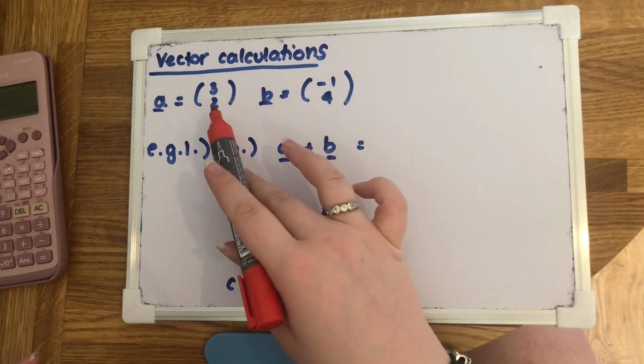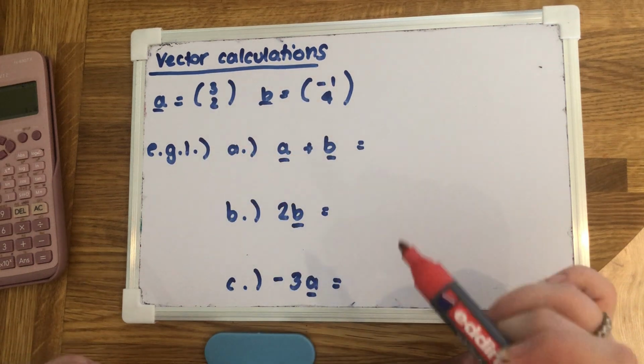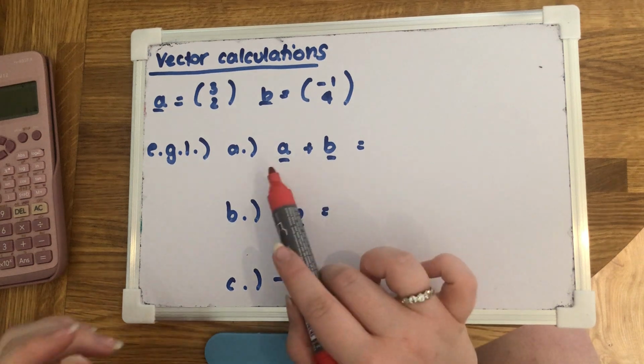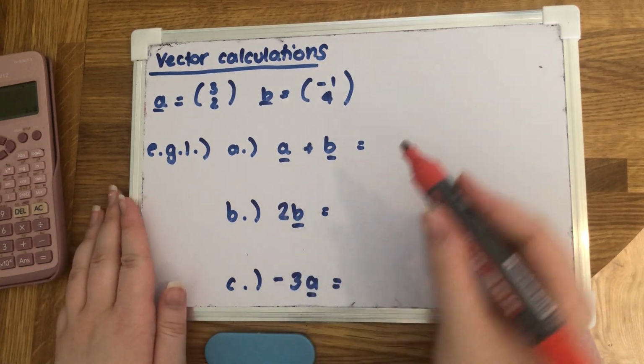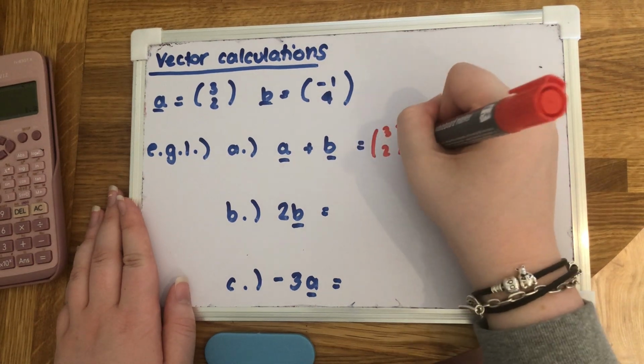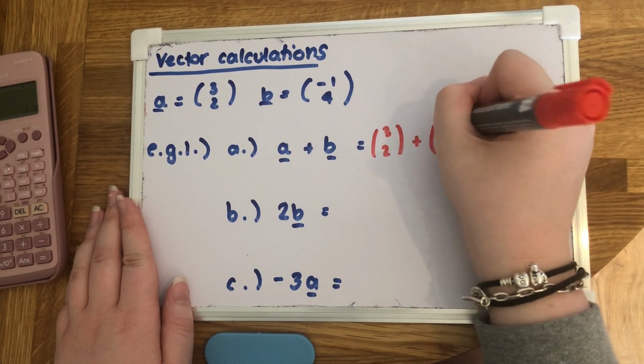So we're told that the vector A is 3 and then 2, and the vector B is -1 and 4. We are told that we need to add those two vectors together. So the first thing I'm going to do is write it out, but I'm going to keep them in the vector brackets to start off with.